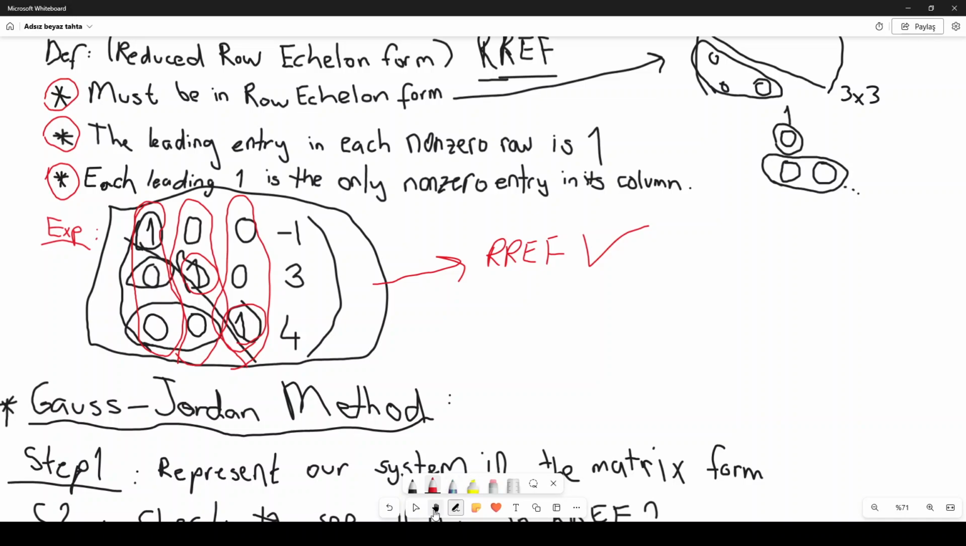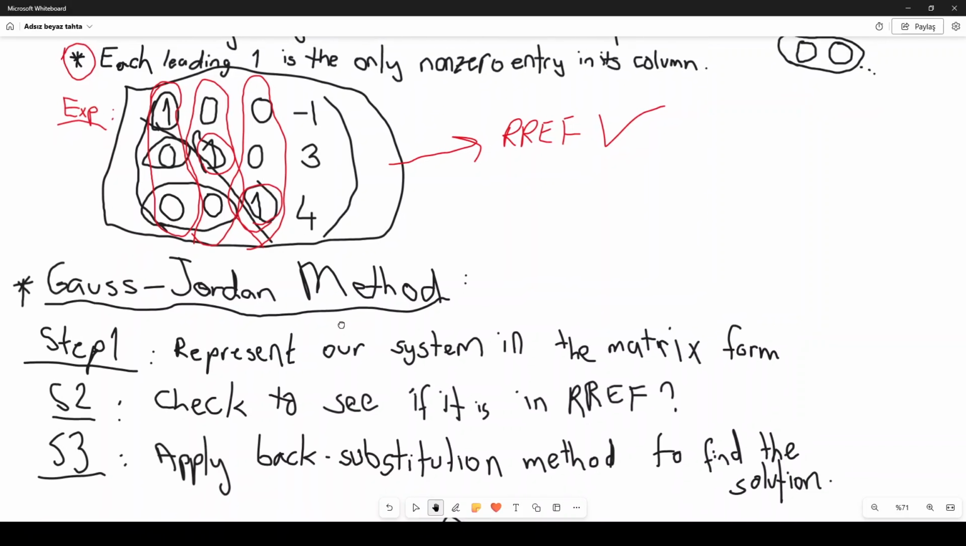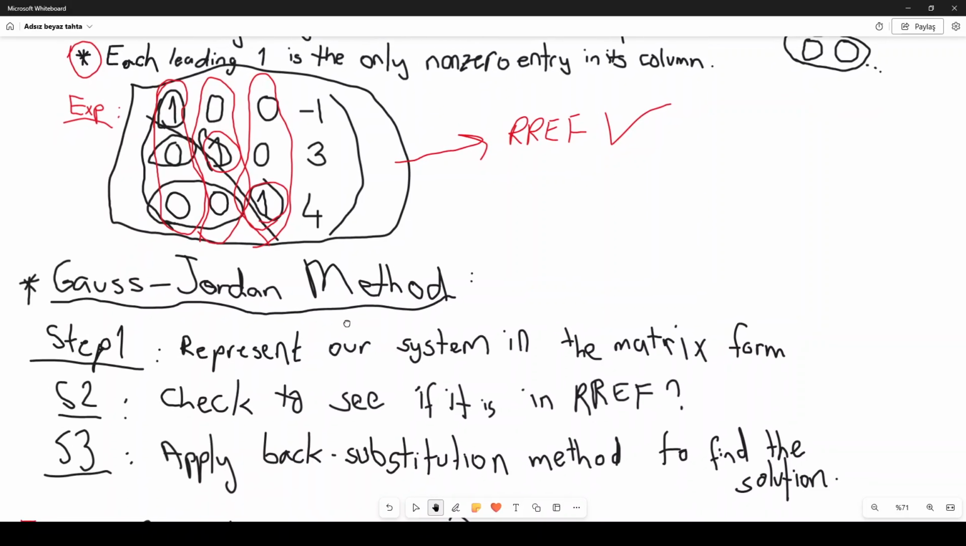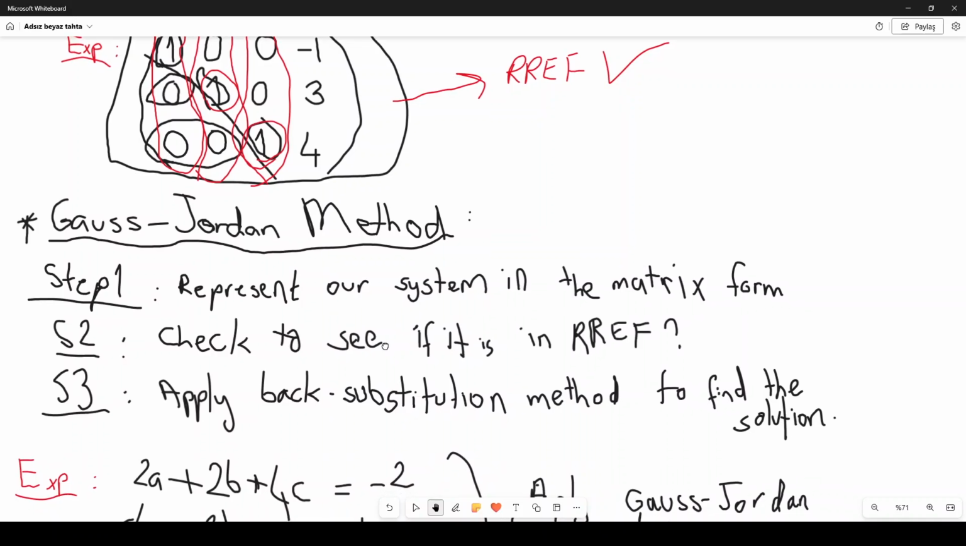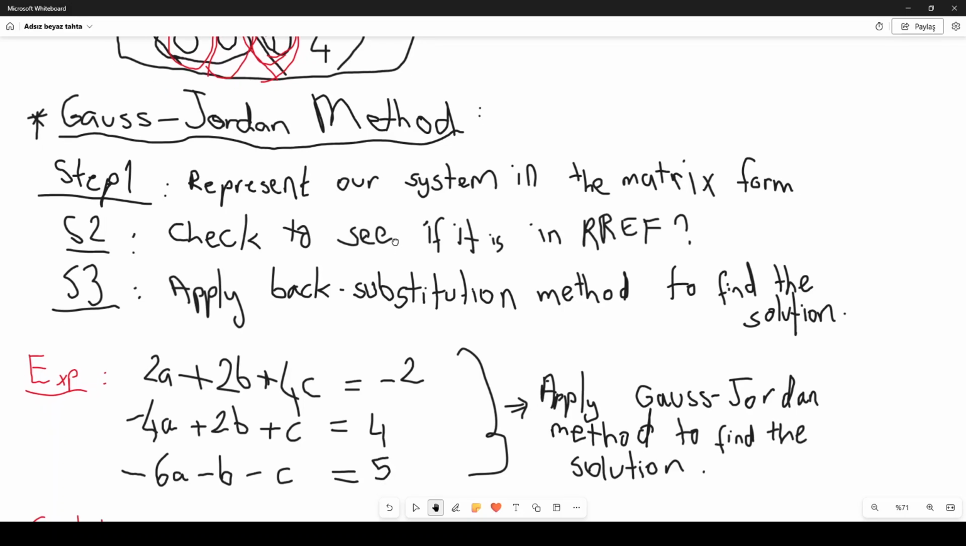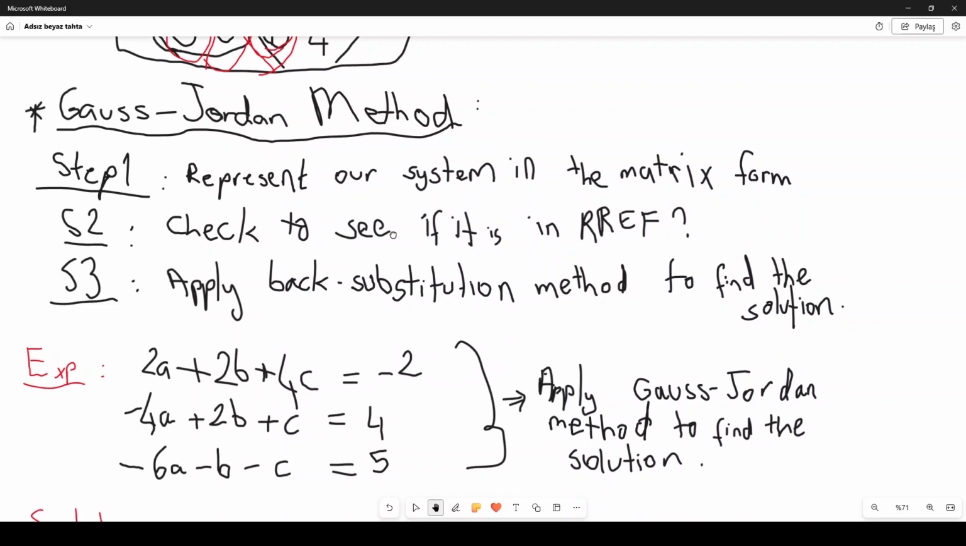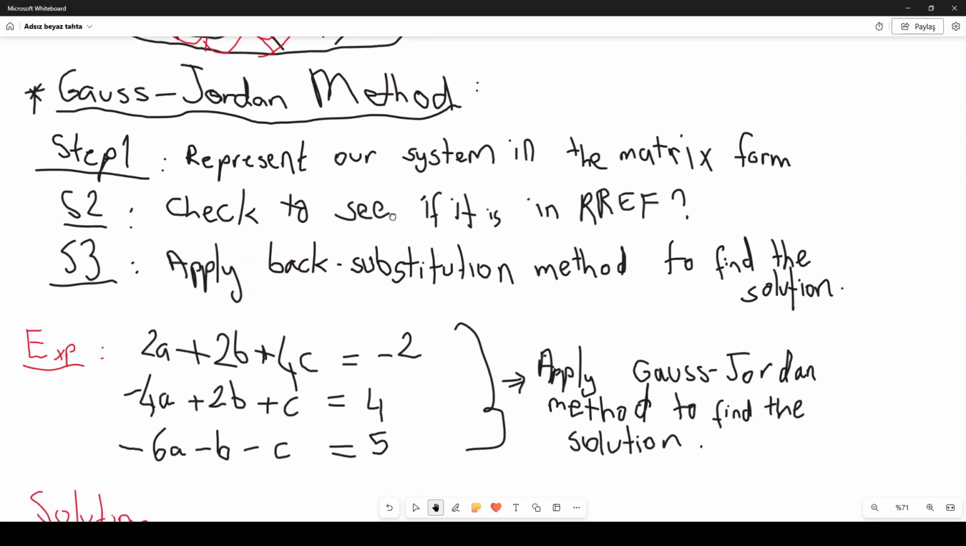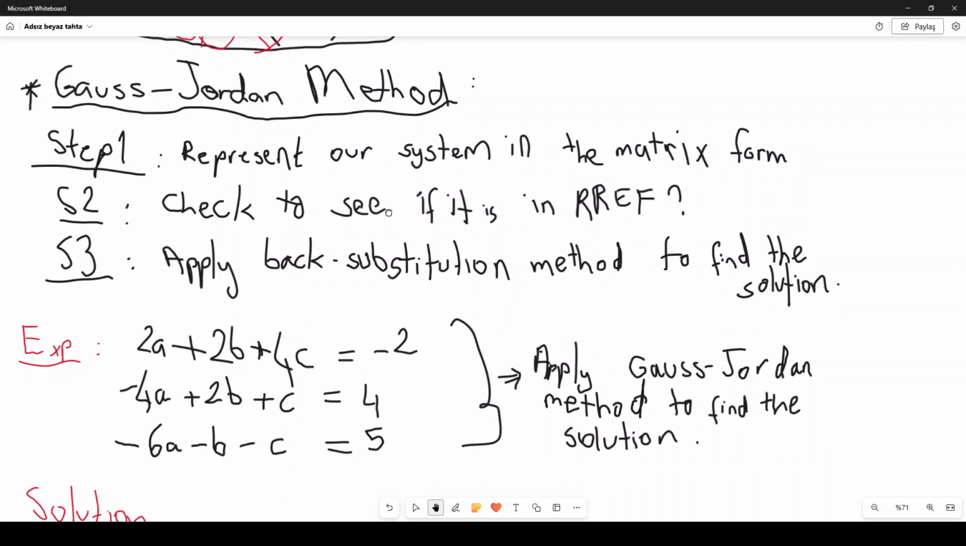All right, why is this definition important for us? You will see that when we apply the Gauss-Jordan method, it helps us to decrease the computational cost caused by the back substitution method, and makes things simpler for us. But before that, let's first define what the Gauss-Jordan method is, because this is the technique that we will be using in this lecture to solve a system of linear equations.